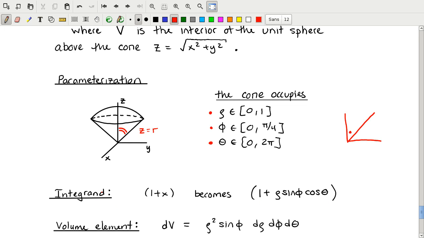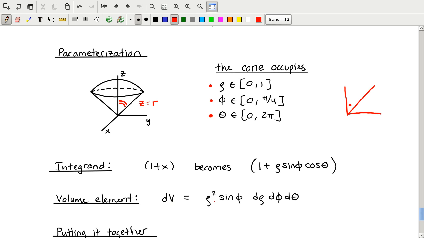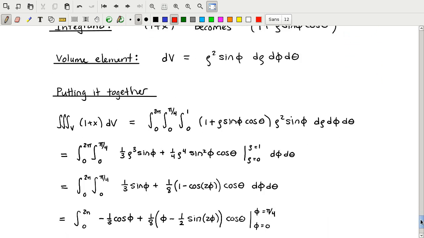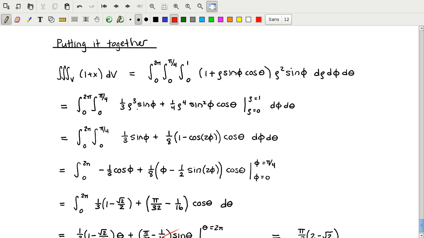We need to change the integrand. 1 plus x. X becomes, in spherical coordinates, rho sine phi cosine theta. So the integrand becomes 1 plus rho sine phi cosine theta. And the volume element, dv, we've already calculated, rho squared sine phi d rho d phi d theta. So now we put it all together, and we've got a little bit of algebra and integration to do. The volume integral of 1 plus x dv becomes the triple integral over these bounds of 1 plus rho sine phi cosine theta times rho squared sine phi d rho d phi d theta.